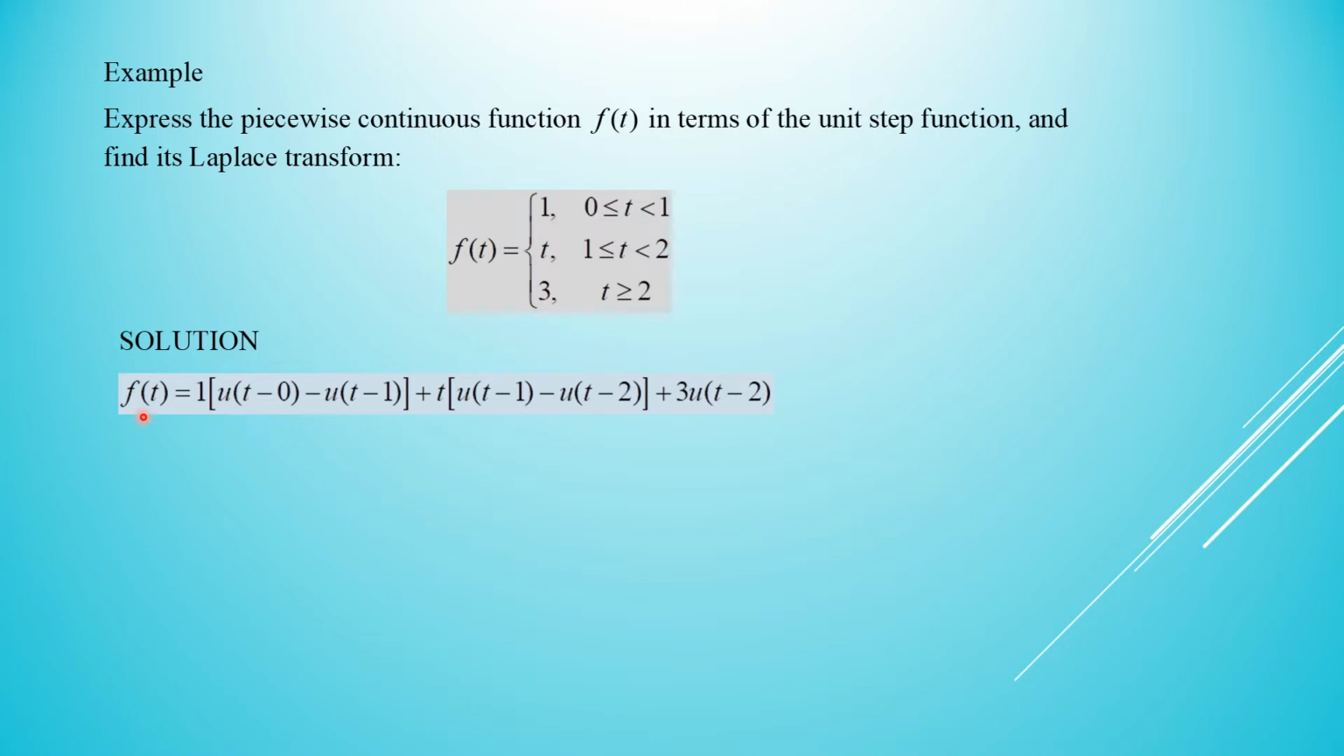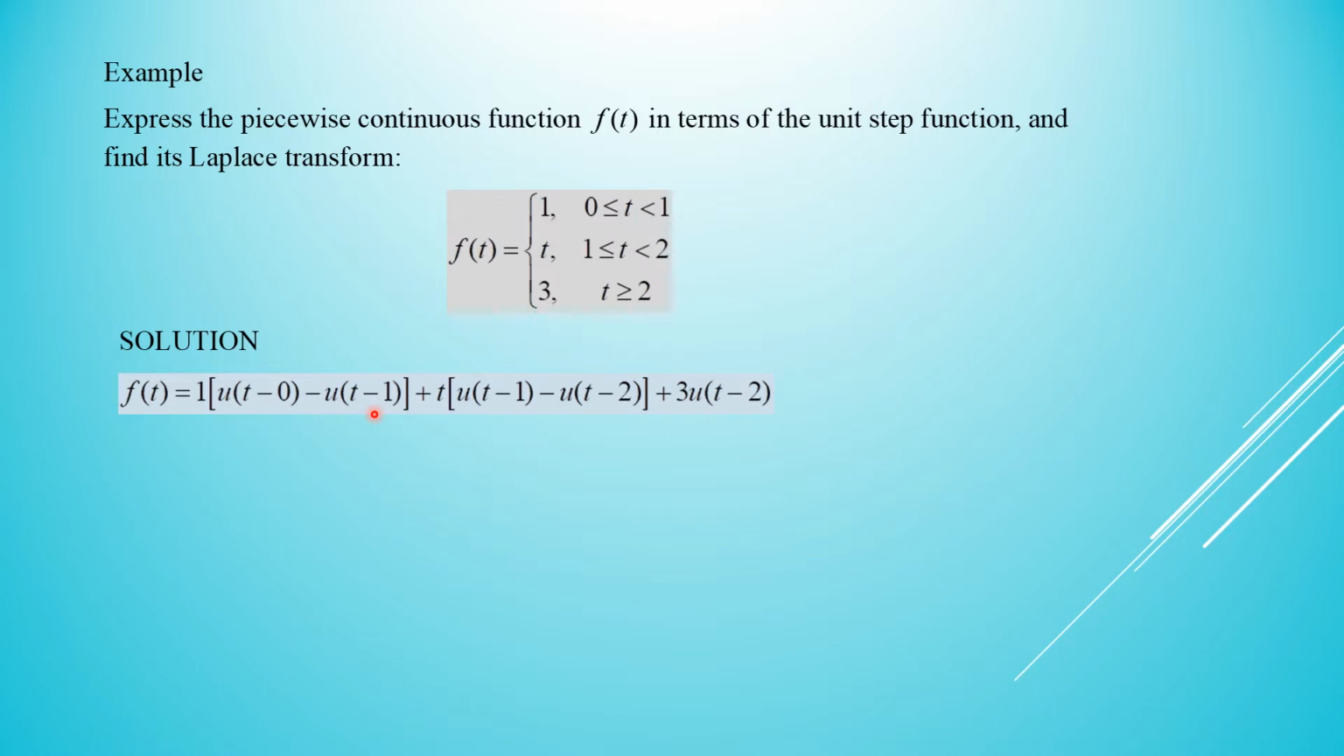So f of t is equal to, now start by writing down the first given function. In this question, the first given function is the number 1, so you write down number 1 here, multiplied by, now consider the endpoints of this subinterval. The left endpoint is the number 0 and the right endpoint is the number 1. So for this number 0, we write down the unit step function in the form of u(t minus 0). And for the right endpoint, the number 1, we write down the unit step function in the form of u(t minus 1). So we write down u(t minus 0) minus u(t minus 1).